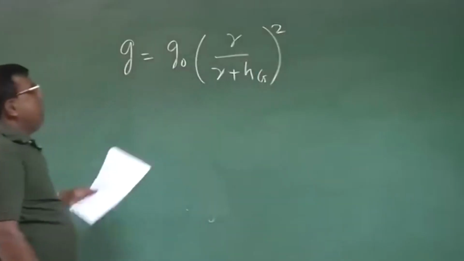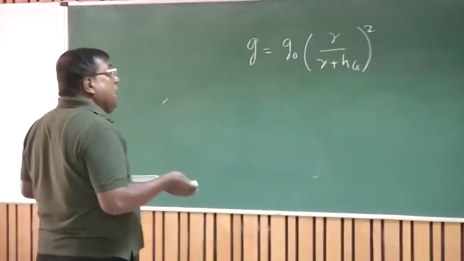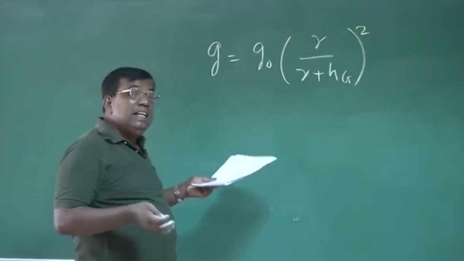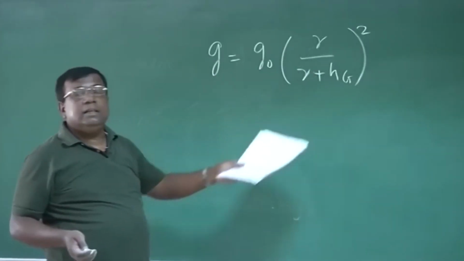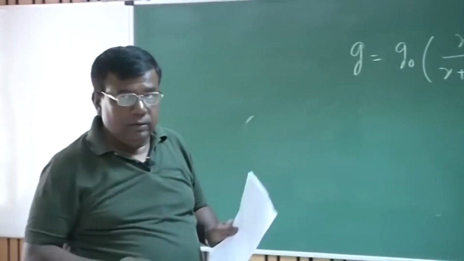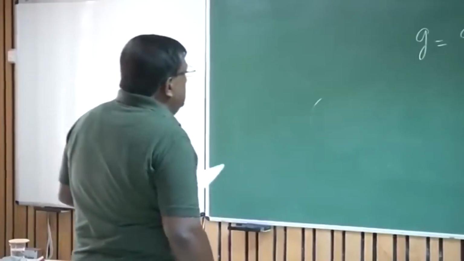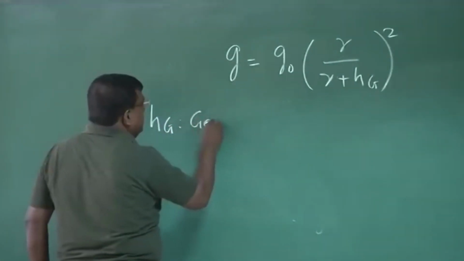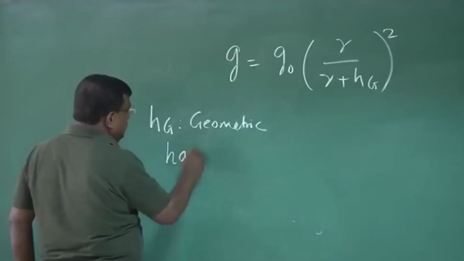The message is, if I know radius of Earth, if I know what geometric height I am, and if I know the local value of g at the surface of the Earth, which is g naught, or which technically we say sea level g naught, then depending upon Hg, I can find out what is the value of g at a certain geometric height, Hg. So that's not a problem. So we have defined two altitudes. One is Hg, which is geometric. Another is HA, which is absolute.